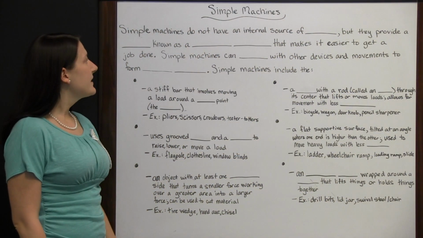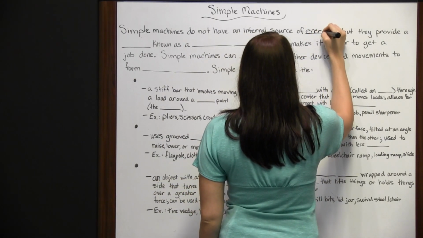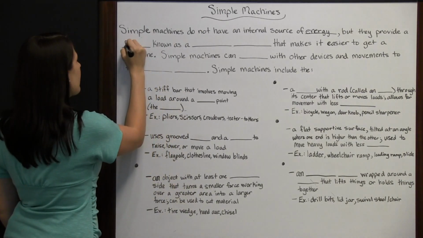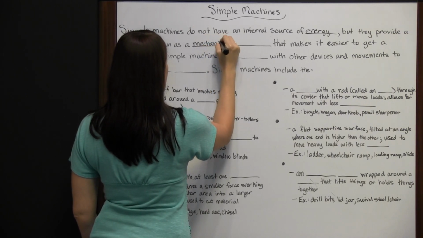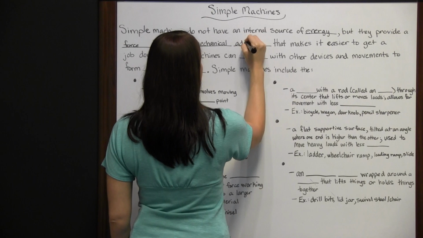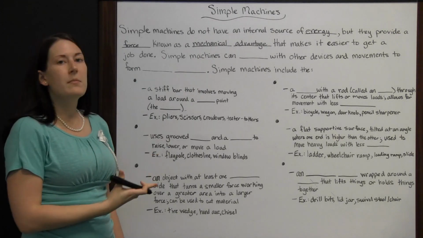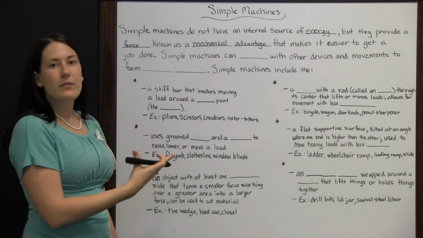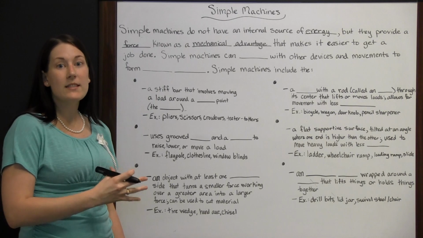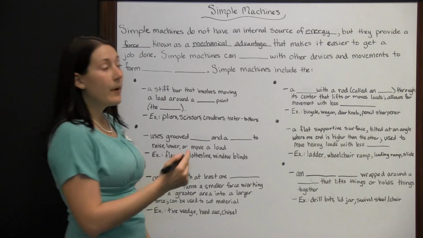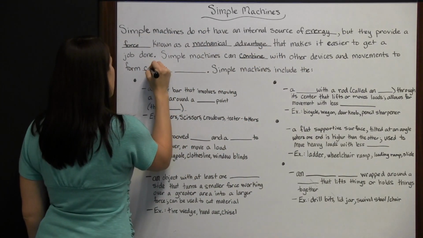Simple machines. Simple machines do not have an internal source of energy, but they provide a force known as a mechanical advantage. And this mechanical advantage allows you to get a job done more easily. So while they don't provide any energy on their own, once you provide some energy, they help provide a force that makes the job easier to get done. Simple machines can combine with other devices and movements to form complex machines.